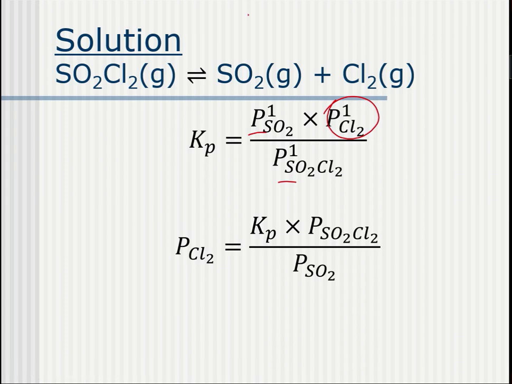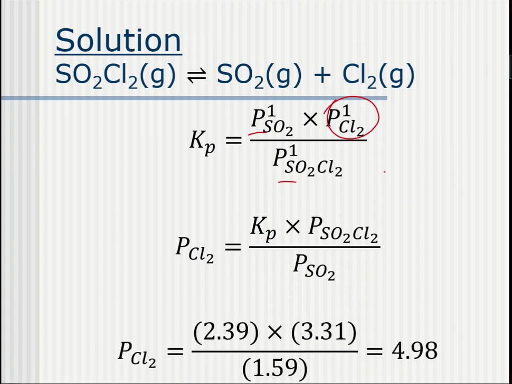And lo and behold, in order to get the pressure of the chlorine, I have all these other numbers. I just have to plug them in and get an answer, and find out that if my Kp is 2.39, and my pressure of SO2Cl2 is 3.31, and my pressure of SO2 is 1.59, then my pressure at equilibrium for my chlorine would be 4.98 atmospheres.